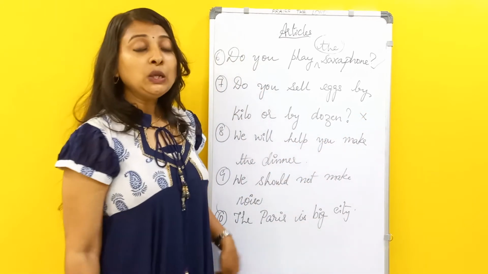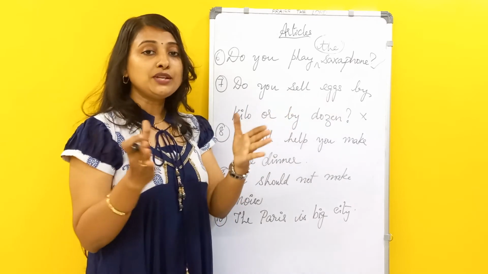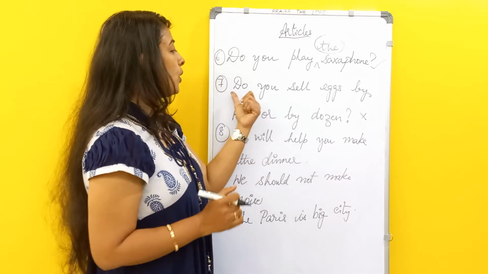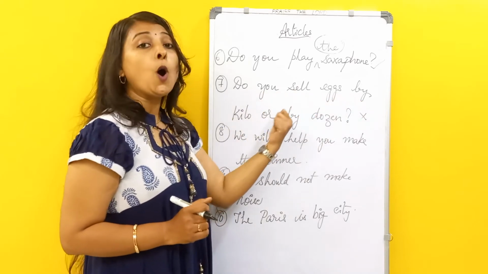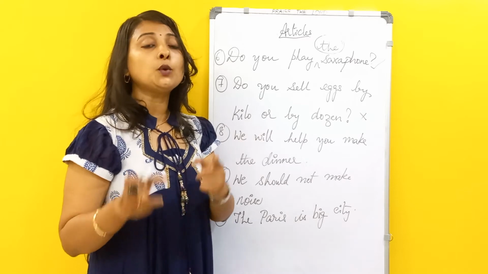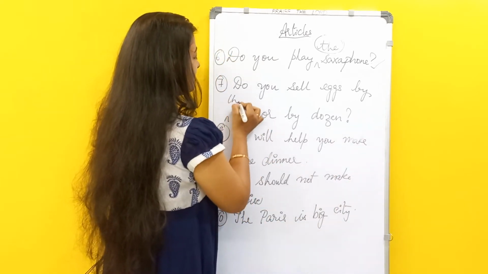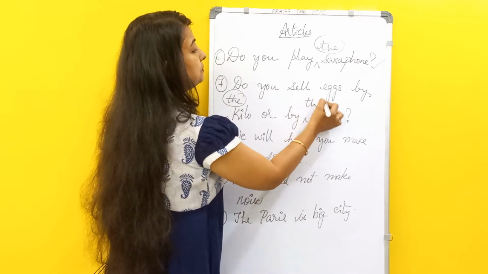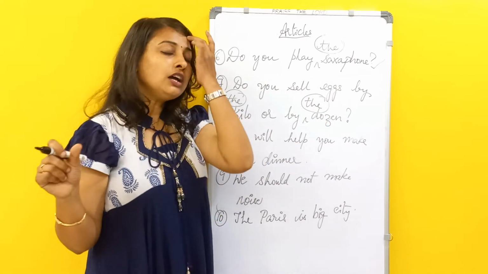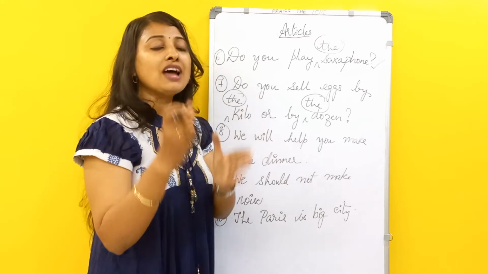Why is it wrong? Whenever you use by before a noun, when you are trying to measure something using by, you need to use the definite article the. So, do you sell eggs by the kilo or by the dozen? That is the correct statement. The sentence will become correct when you use the here as well as here. So, what is the rule here? You need to use the when you are measuring by using by. When you are measuring and when you are using by, you have to use the along with it.